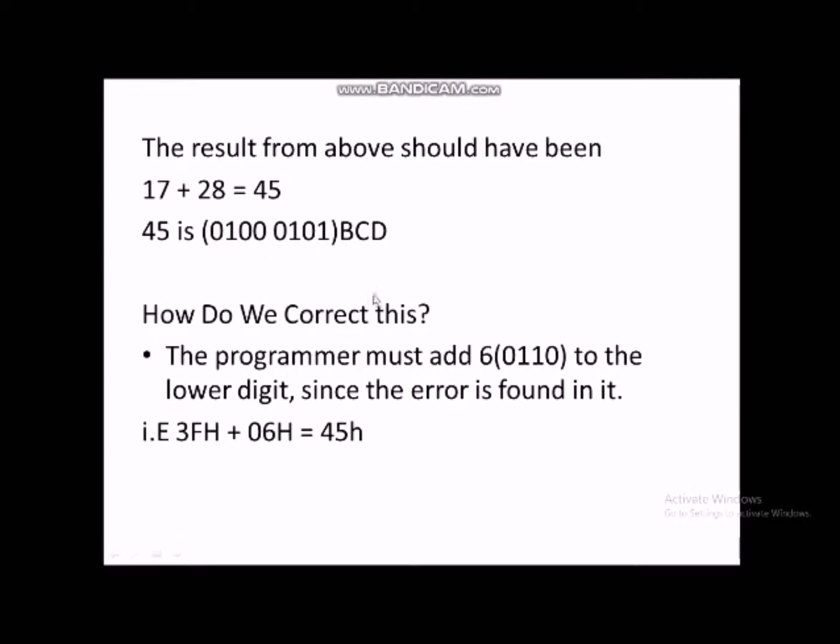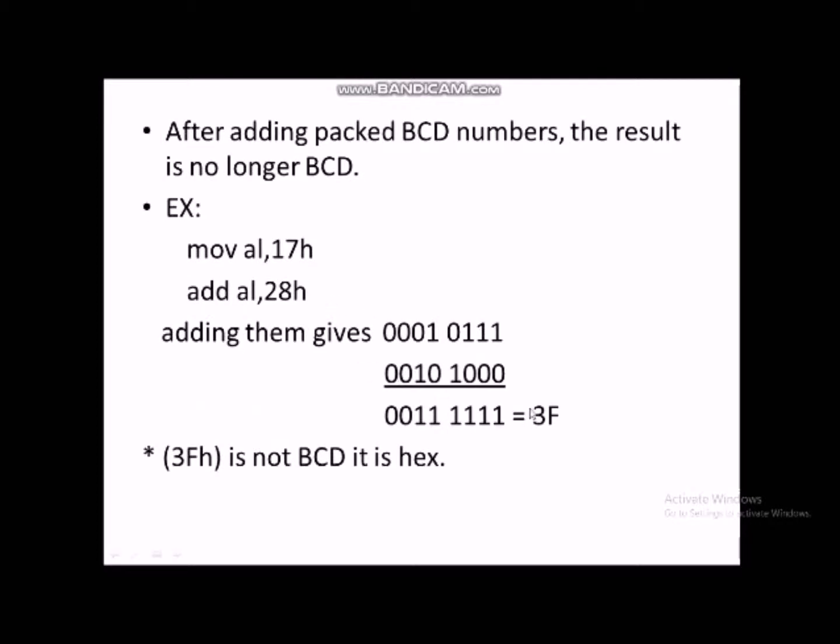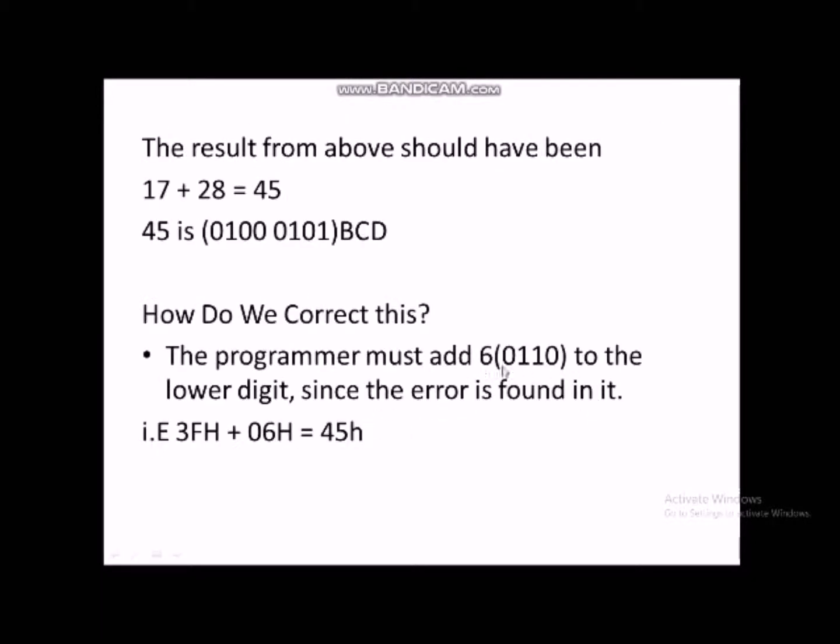So how do we do this correction? The programmer must add 6 to the lower digit since the error is found in it. If you look at this previous example, we have a byte, but the error is found in the lower nibble. So we have to add 6, or 0110 in binary, to that lower nibble. Doing that addition, we'll have 3F hex plus 06. As we can see, a 6 is in the lower nibble. And if we do that addition, we're going to get 45 hex.